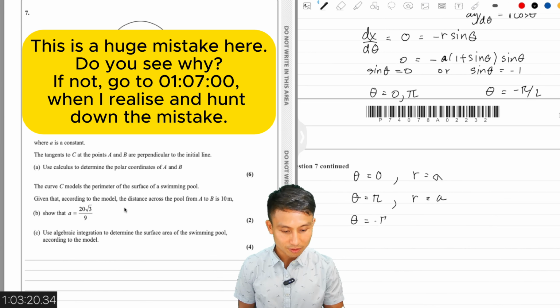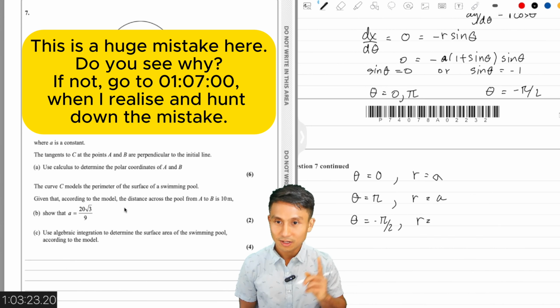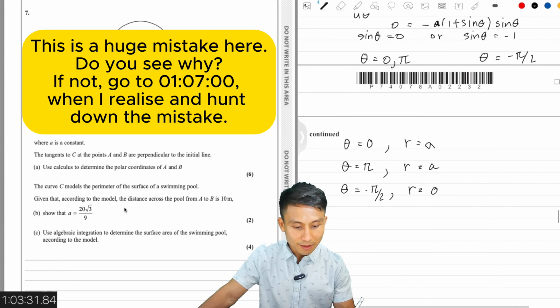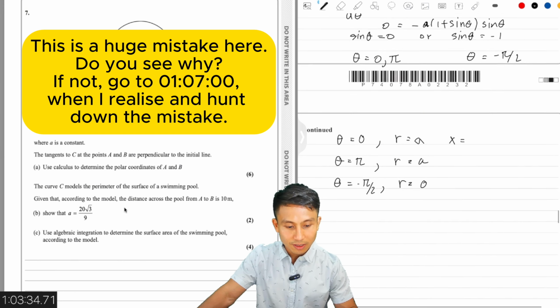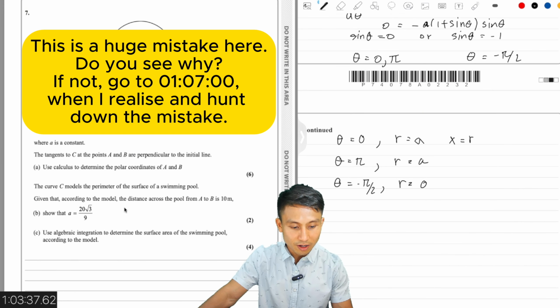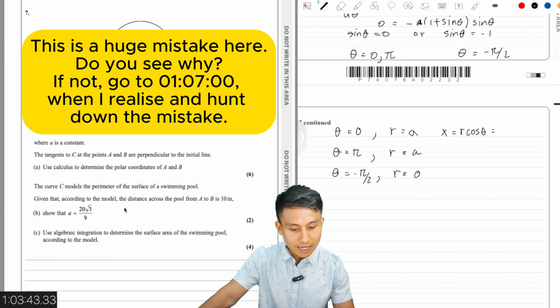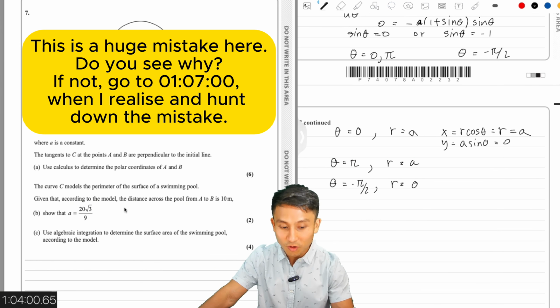So sine pi is 0 also, so this is going to give you also a. If we plug theta of minus pi over 2 in, we get what? Sine of minus pi over 2 is 1, right? No, minus 1. So that's going to be 0. Okay, so that means x equals r cos theta, right? So r cos theta would be r is a cos theta, cos 0 is 1, so that's r, which is a, and y would be r sine theta, which is a sine 0, which is 0. Okay, so basically I'm just solving for x and y from all the cases.